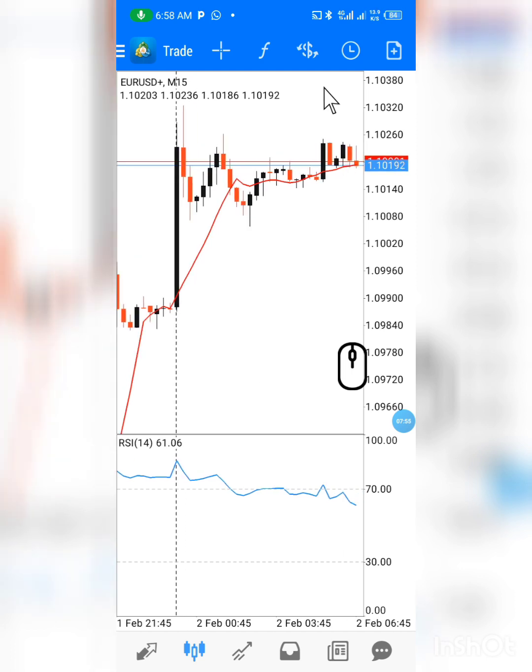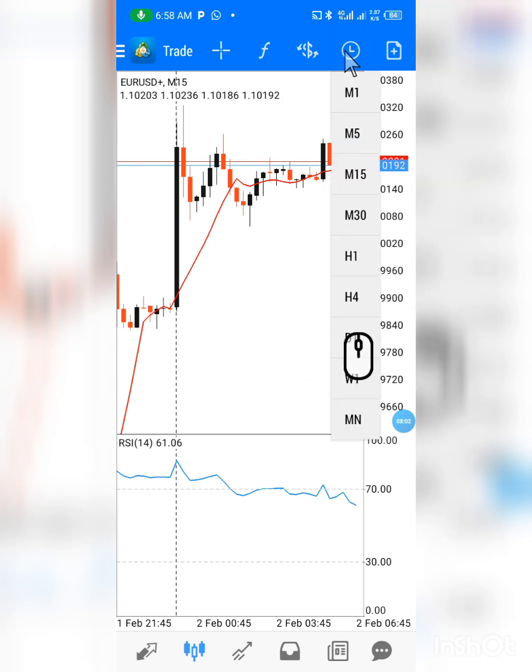Then the next one at the top is time frame. These are different time frames in the market. We have the 1 minute time frame. Currently we are on 15 minutes. This M15 represents 15 minutes, M5 represents 5 minutes, M30 represents 30 minutes, H1 represents 1 hour. Likewise, H4 is 4 hours, D1 represents daily time frame, W1 represents weekly time frame, MN represents monthly time frame.